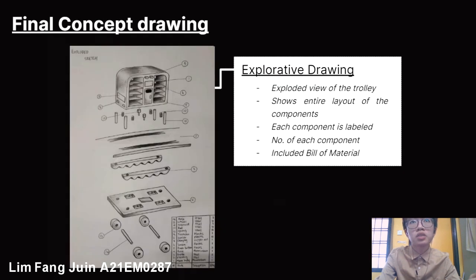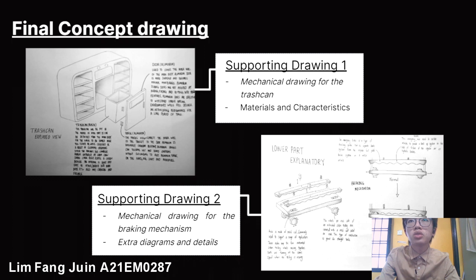Next is our exploded drawing. This drawing clearly shows the entire layout of every component, from the smallest component to the largest main body. You could also find our bill of materials too. Apart from the three main drawings, we created another two supporting drawings that describe more detail regarding the working mechanism of our trolley.